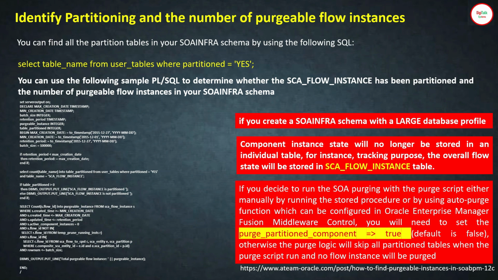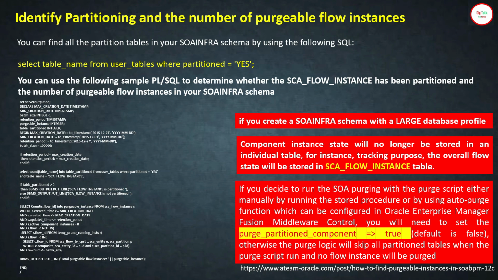So if you create a SOA infra schema with a large database profile, then you can check it with this one. Component instance state will no longer be stored in an individual table. That means in 11g the structure of the tables was completely different, and now in 12c it is different. The data of the instances is not stored in individual tables like it was in 11g, but now in 12c the complete information gets stored in the flow instance table.